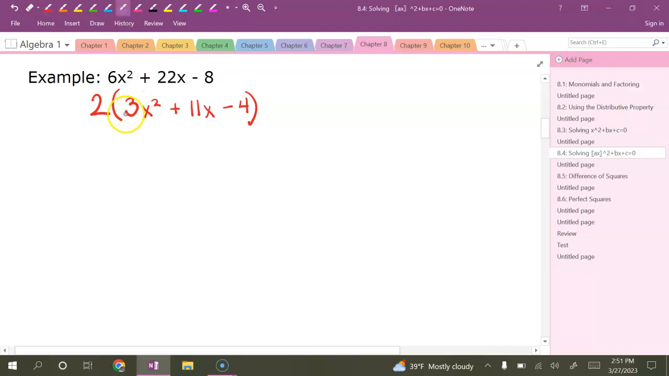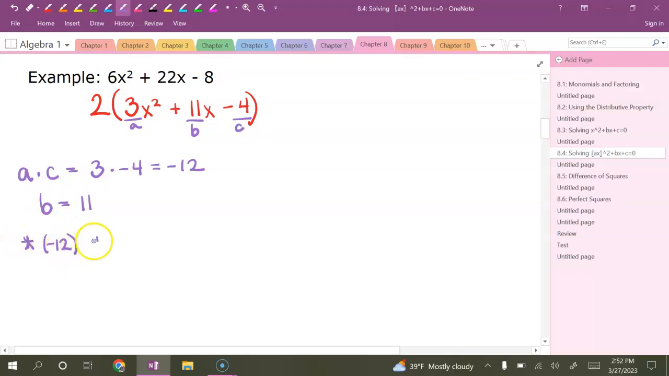Okay, so if we look on the inside here, the 3 is your A, the 11 is your B, and that negative 4 is your C. We're going to start by taking A times C. So 3 times negative 4, which would be negative 12. Our B term is going to be 11. And now we set up our chart. I want to multiply to a negative 12, and I want to add to an 11.